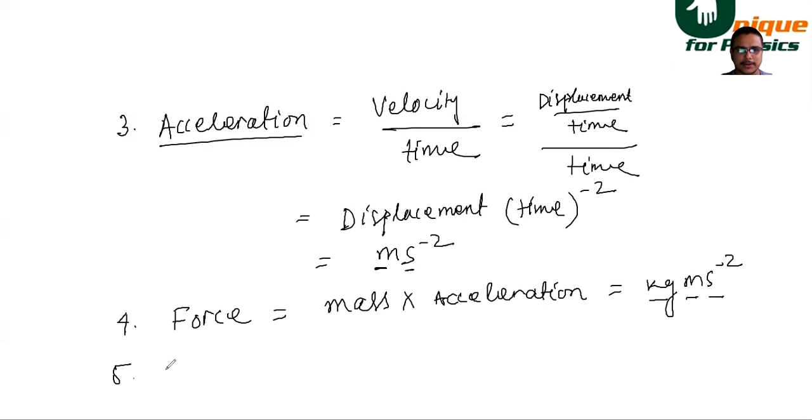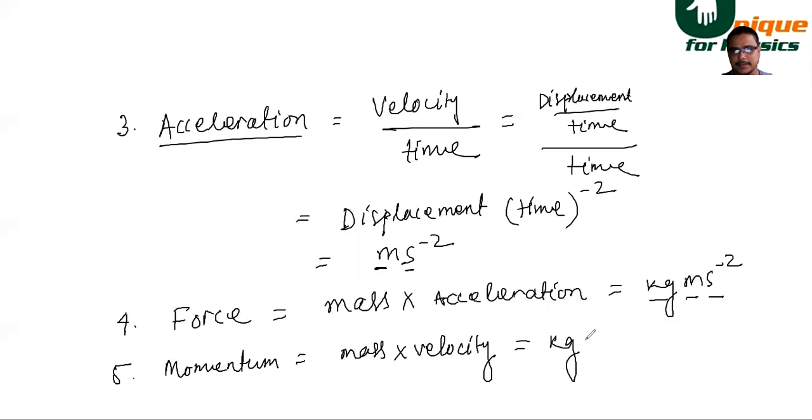Similarly, I can write momentum. Suppose momentum is a physical quantity, can be written as mass into velocity. That's called momentum. We can write kg, and velocity, as we have already written, is meter per second. So kg meter per second. Again, you can say three fundamental quantities are needed: kilogram for mass, meter for length, and second for time. So we have three fundamental quantities to represent momentum.